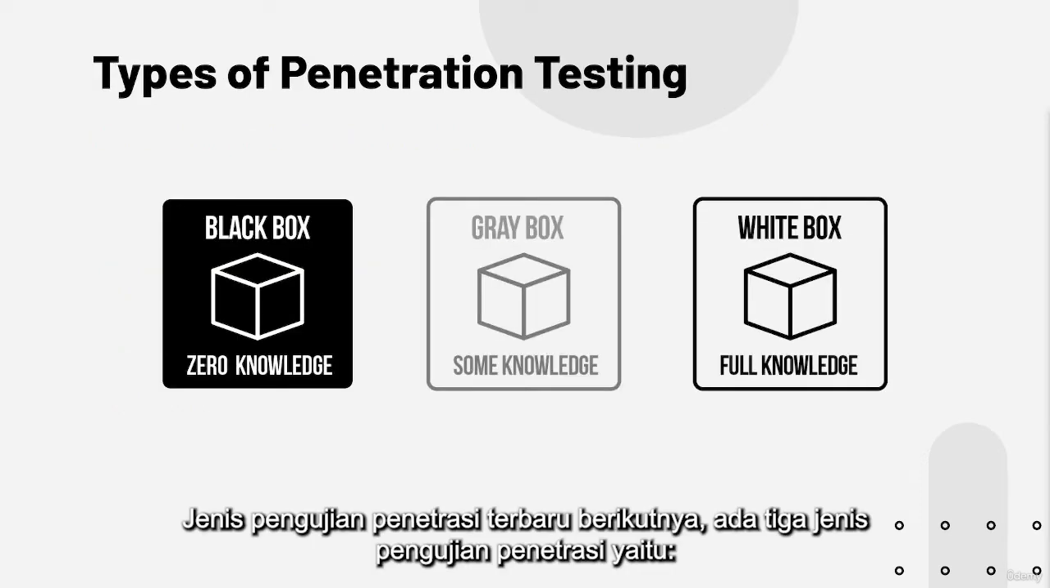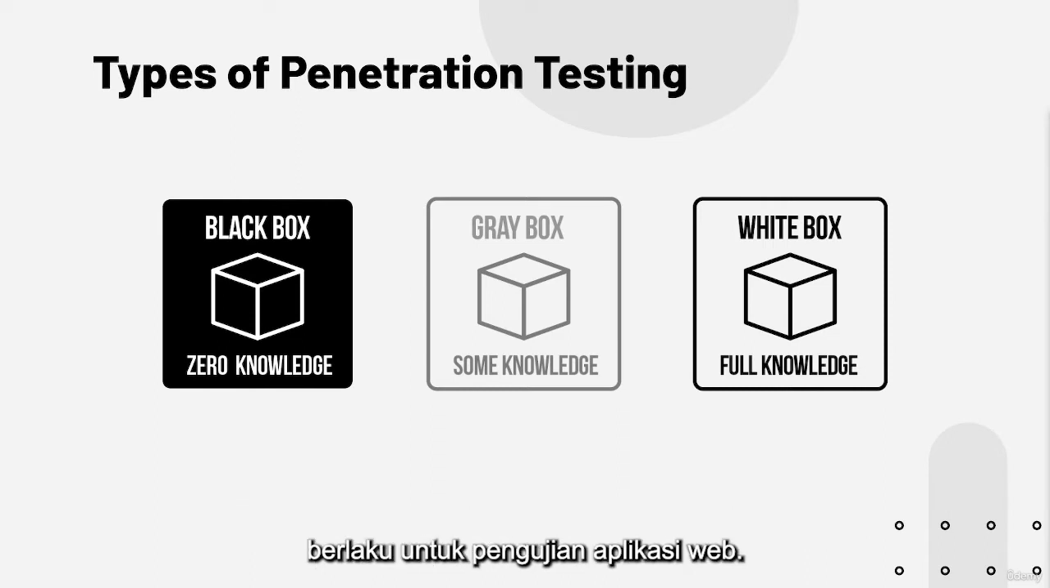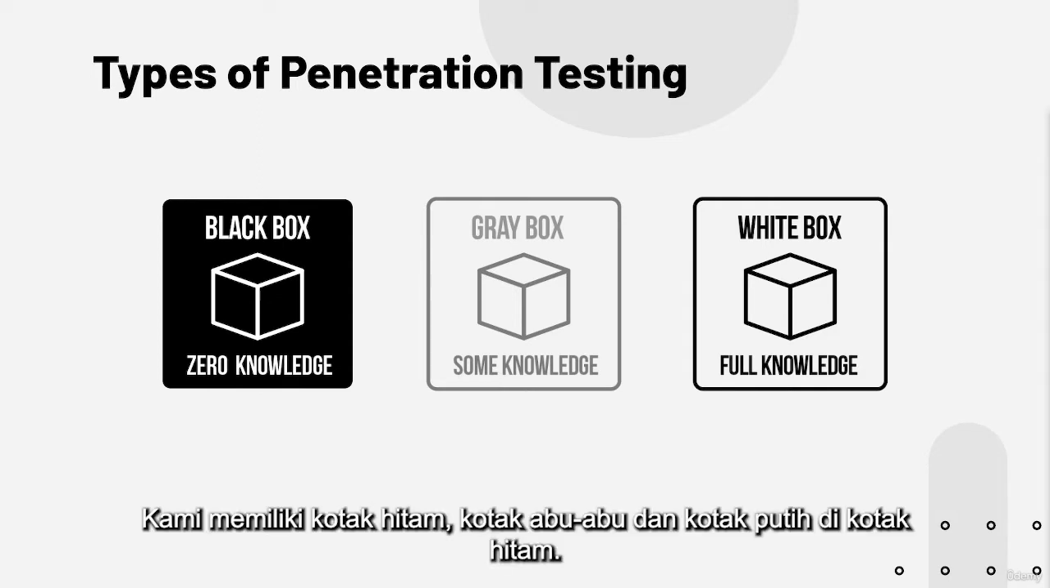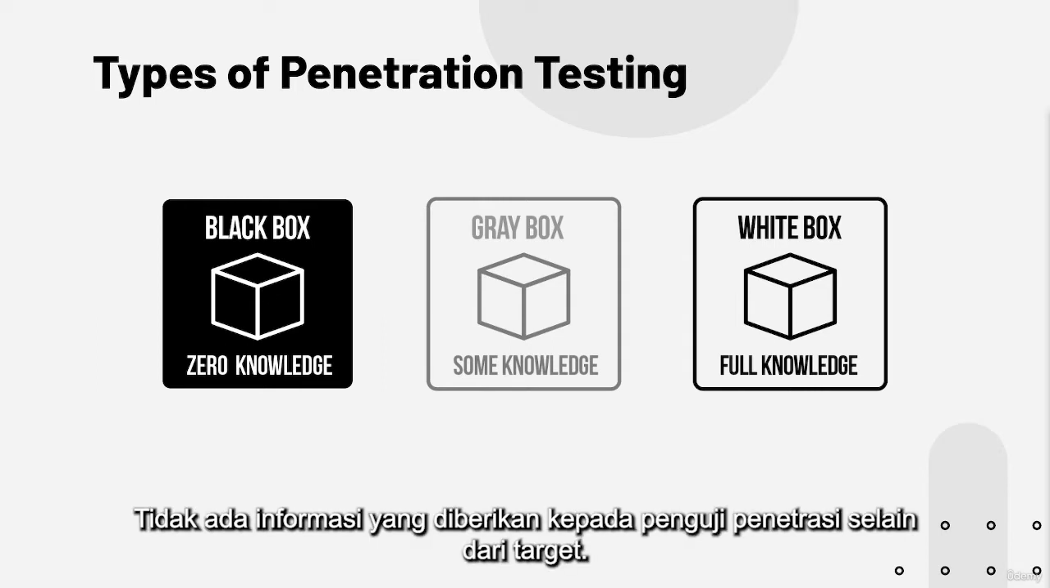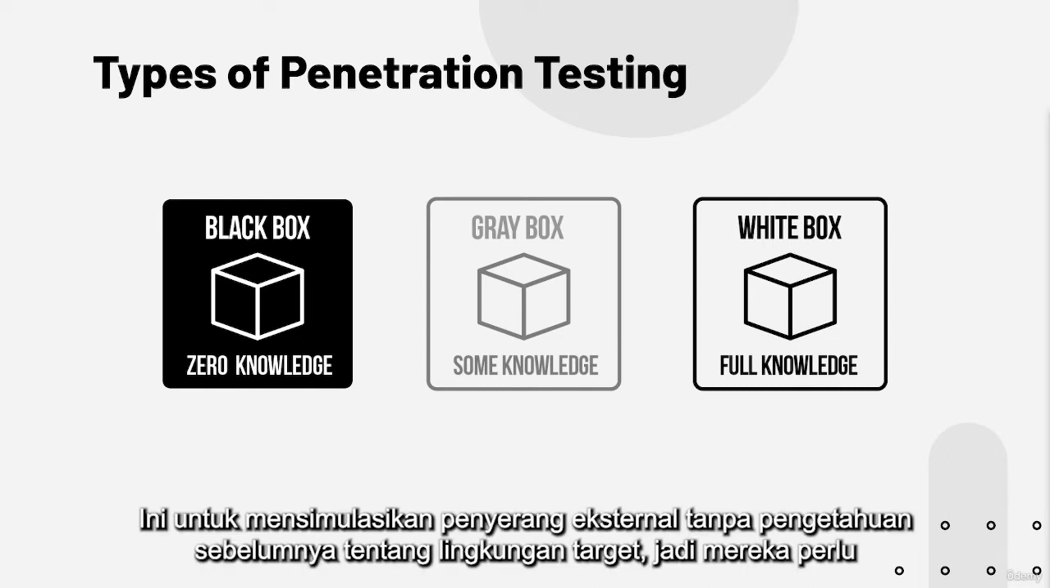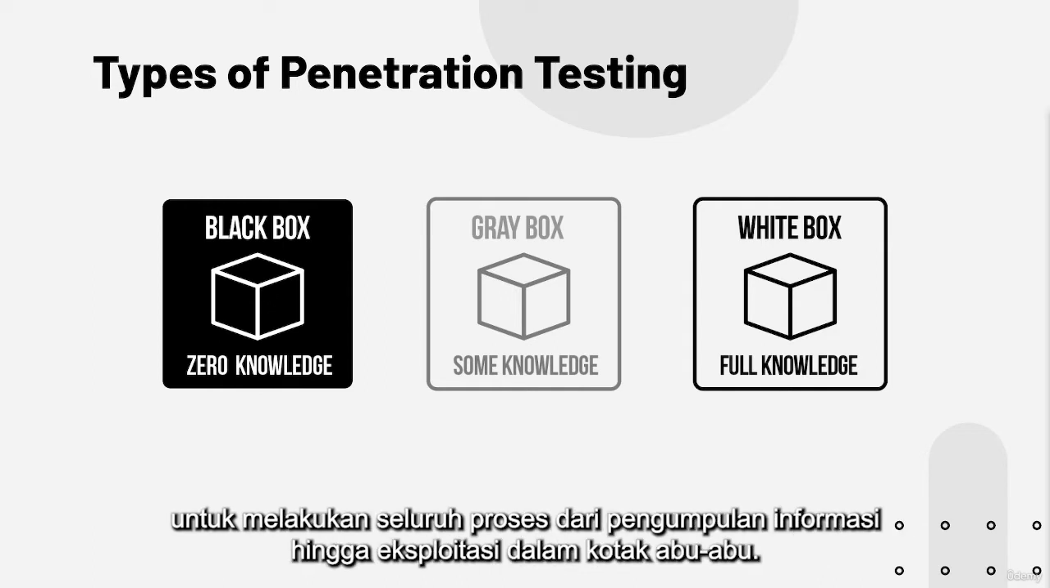The next slide is types of penetration testing. There are 3 types of penetration testing that are applicable to web application testing. We have black box, gray box, and white box. In black box, no information is provided to the penetration tester aside from the target. This is to simulate external attackers with no prior knowledge of the target environment, so they need to perform the whole process from information gathering to exploitation.